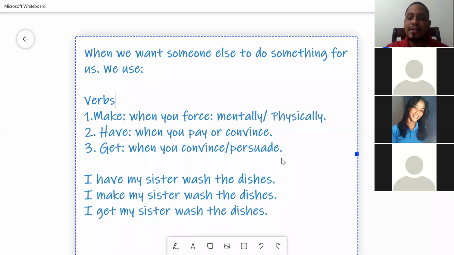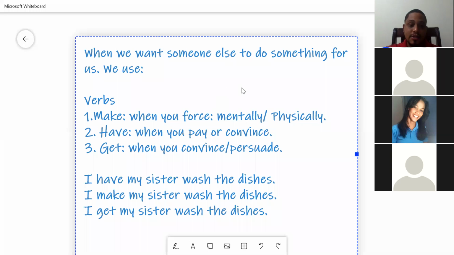So now you guys know the difference, right? If you say make, you force, mentally or physically. If you say have, you are paying or you are convincing, okay? Now see the difference. In have, you can do both. You can pay or you can convince. But in get, you don't pay. You only convince and persuade. Okay, so that's the difference. Now, these are the three verbs that we normally use in English for these purposes.